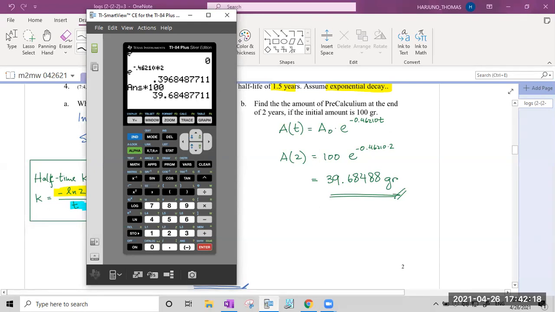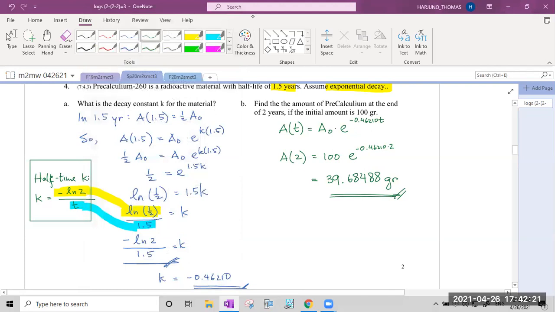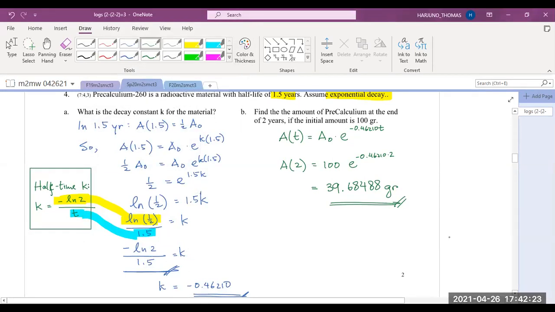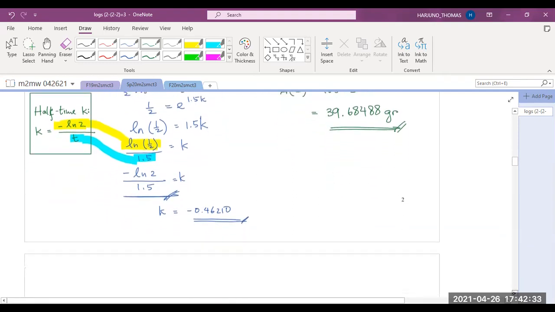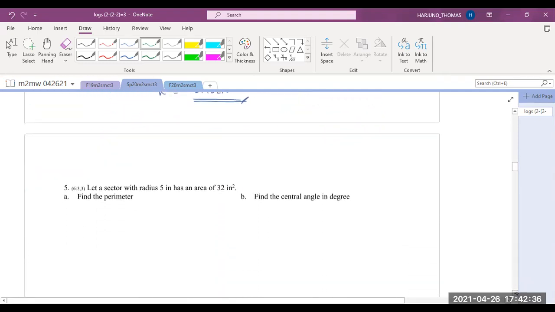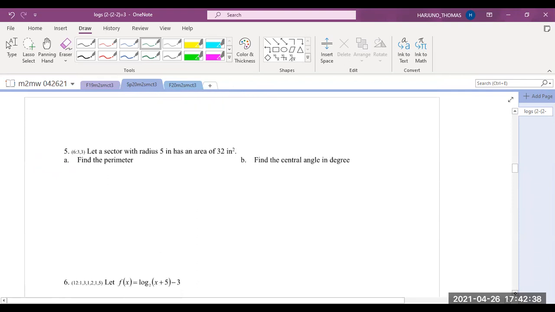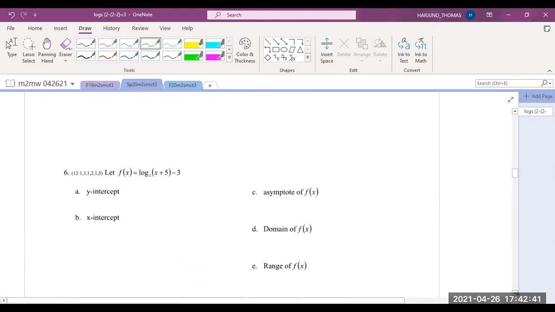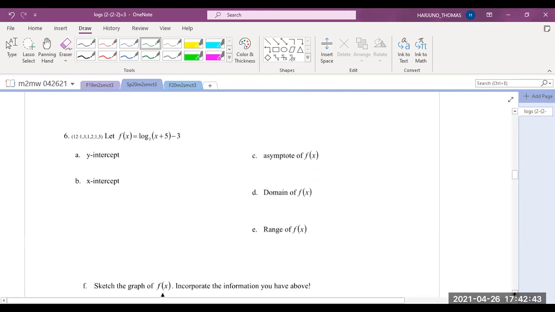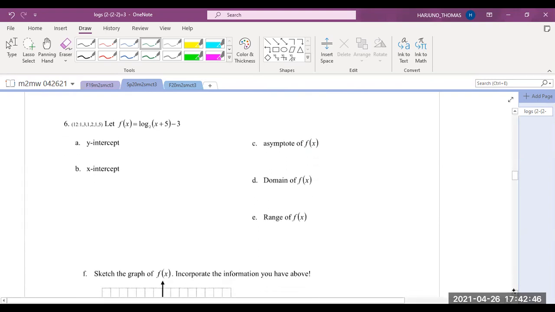That's for this number 4. Let's go on. Number 5 is something we have in our section 5.1. Number 6, oh, this one again. f(x) equals log base 2 of (x plus 5) minus 3. What is the y-intercept? f(0) equals log base 2 of 5 minus 3.